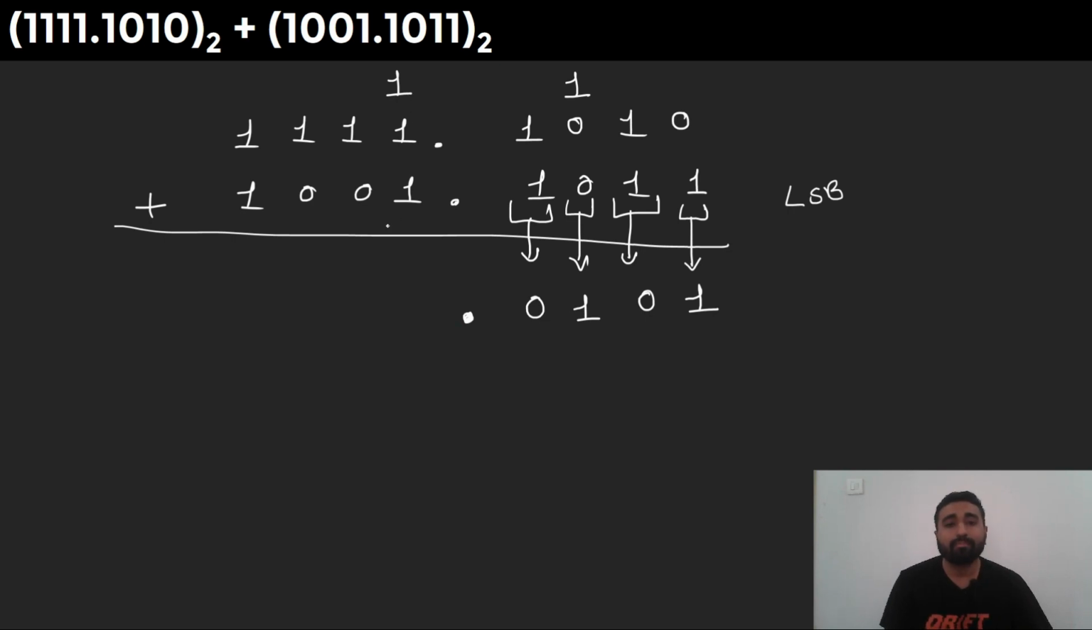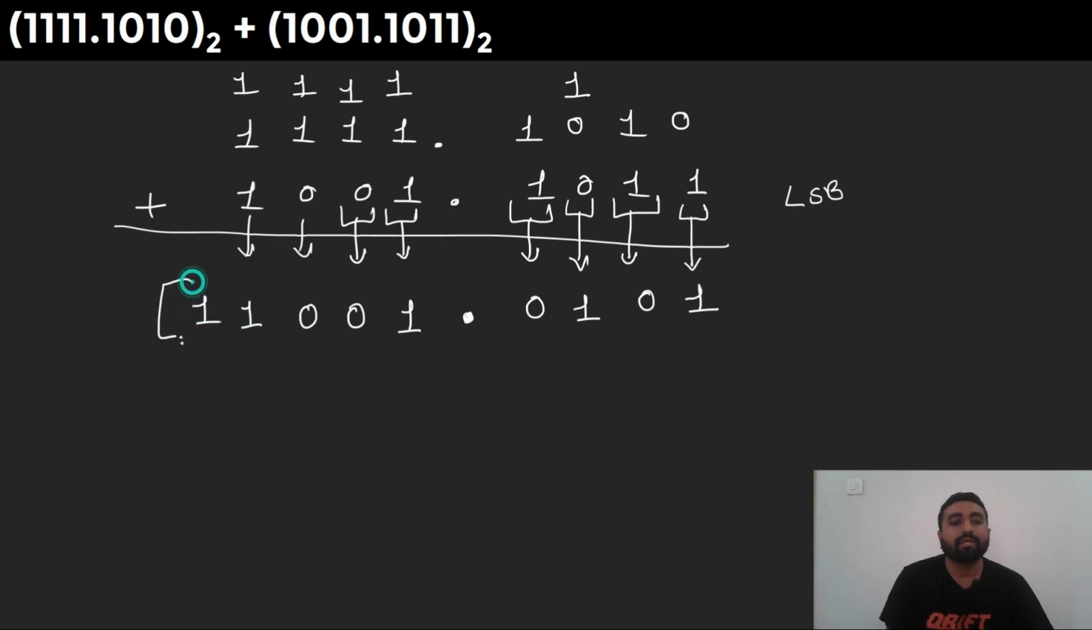Now 1 plus 1 plus 1, so it is three 1s, so the answer is 1, carry is 1. 1 plus 1 plus 0, right? So here the answer is 0 and carry is 1. Again we are getting the same, 1 plus 1, so your answer will be 0 and carry will be 1. 1 plus 1 plus 1, your answer will be 1 and the carry will be 1, right? So this is your answer.